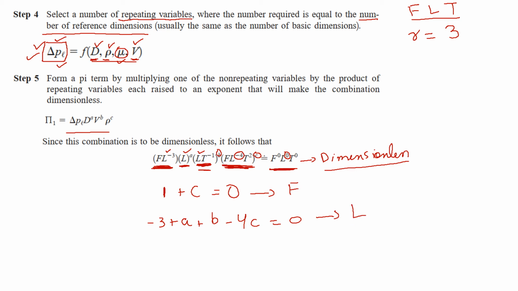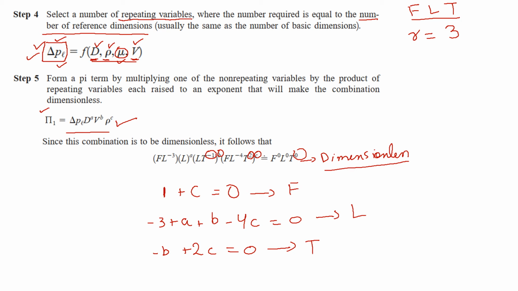Then I will do the same for time by taking their powers, and here the time will be -b, and here, as you can see, it is 2c plus 2c is equal to 0. So with the help of these three equations, I will be able to find the values of a, b, c, and then I will put the values of a, b, c right here, and this will give me the correct order of this pi term, which will actually be a dimensionless entity.